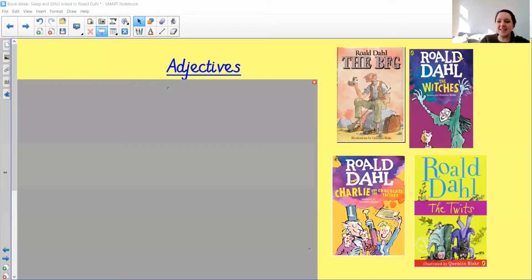Today we're going to continue thinking about Roald Dahl, but we're going to be thinking a bit about adjectives and a reminder about similes, which we did before the holidays too. So to start today, I'd like to share my screen and show you this. It says adjectives at the top. Can you remember what an adjective is?